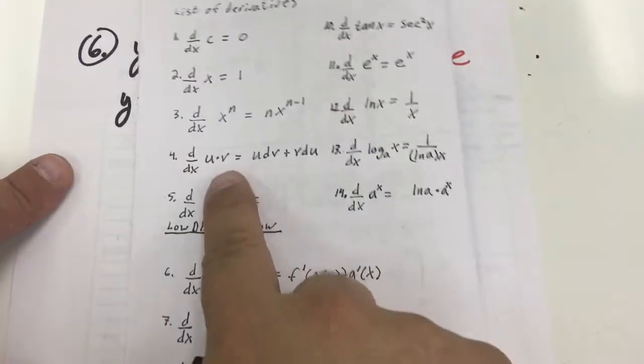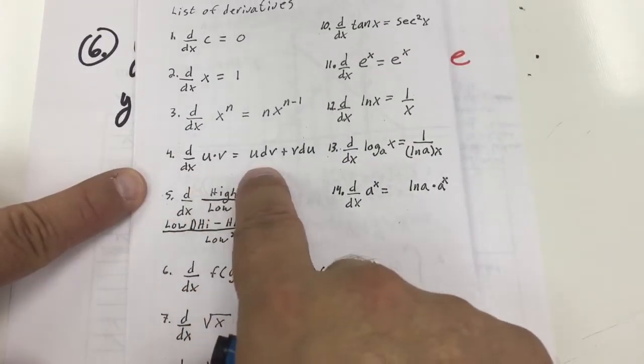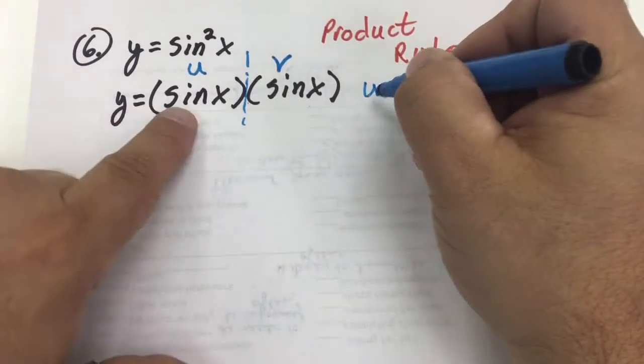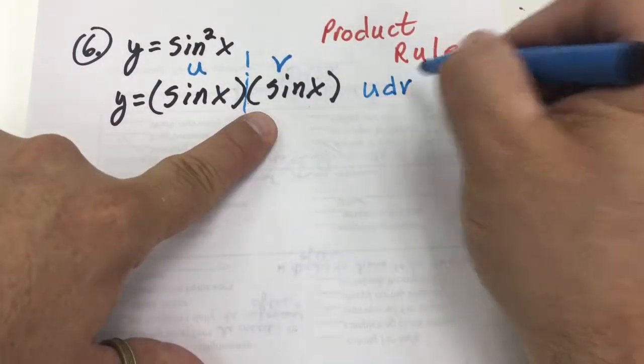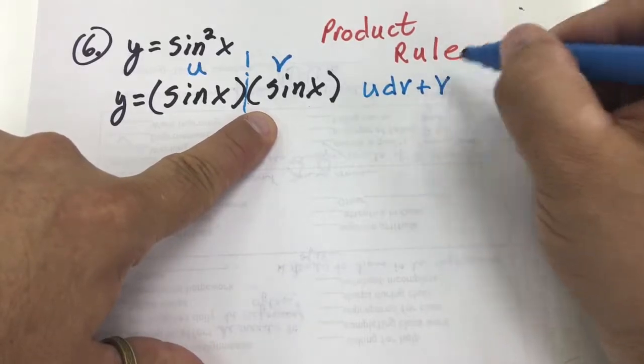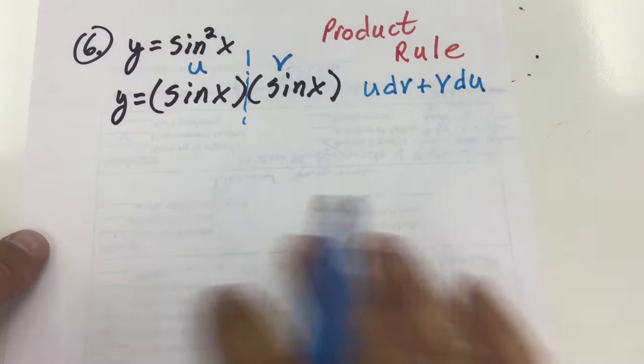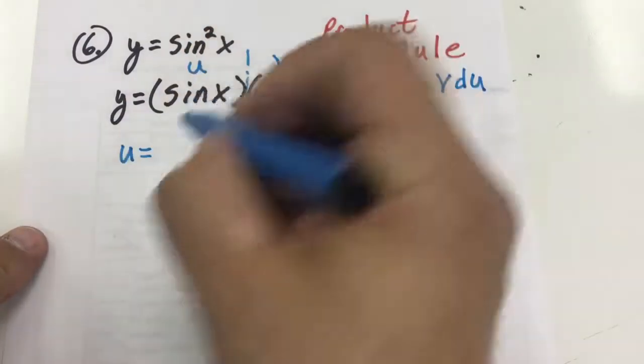Now, product rule is right here. If you're multiplying 2 elements, it's u dv plus v du. So I'm going to write that down. U, the first element, times the derivative of the second element, plus v, the second element, times the derivative of the first element. And I have a little graphical organizer that I implement for this.